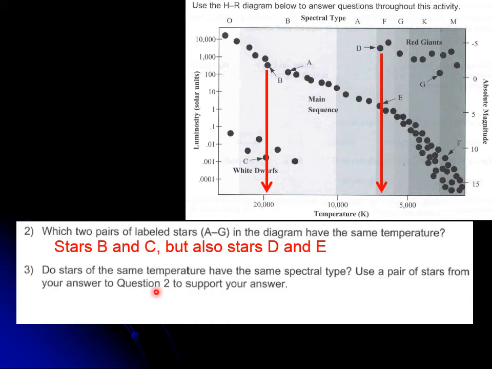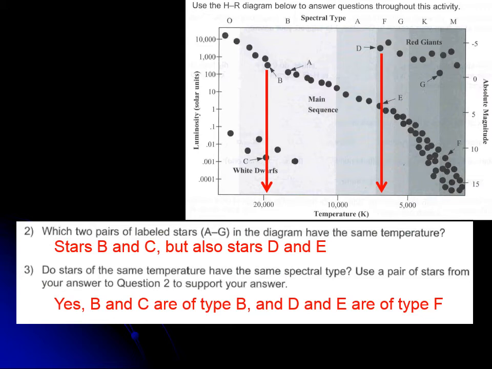Question number 3. Do stars of the same temperature have the same spectral type? Well, these two have the same temperature, and if we move up, we see that they both fall in the same spectral type. The same as with D and E, they both fall somewhere in the A something spectral type. So the answer is yes. B and C are of type, it says type B, but I would say it's type O something, like O7. And D and E are close to spectral type F.